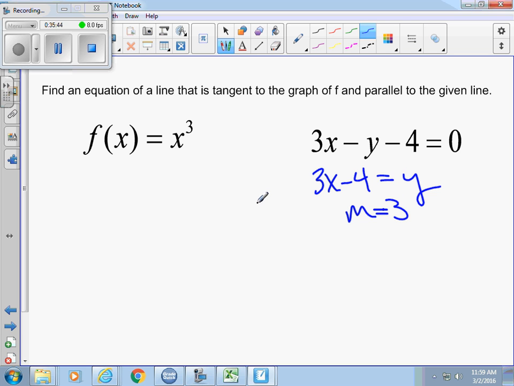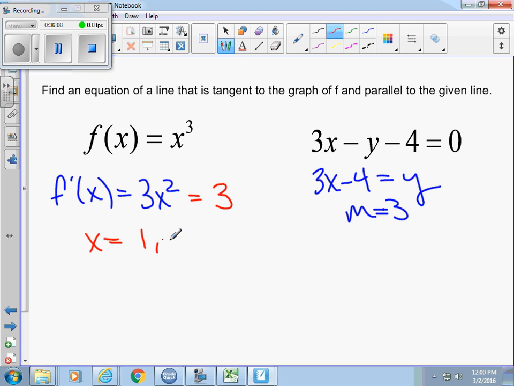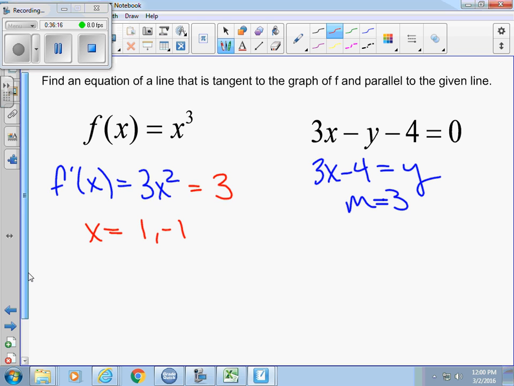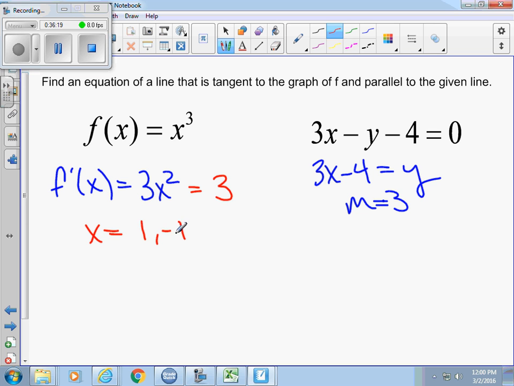So I want to know, when does this have a slope of 3, right? Derivative. Well, let's find the derivative. 3x squared. And I want to know, when does that equal 3? Divide by 3, you get x squared equals 1. And? Plus or minus. You take the square root, and you get a plus or minus when you take a square root. So x equals plus or minus 1. Those are the two x values.